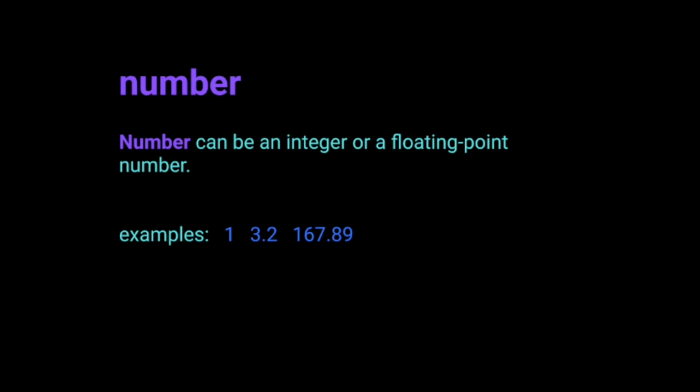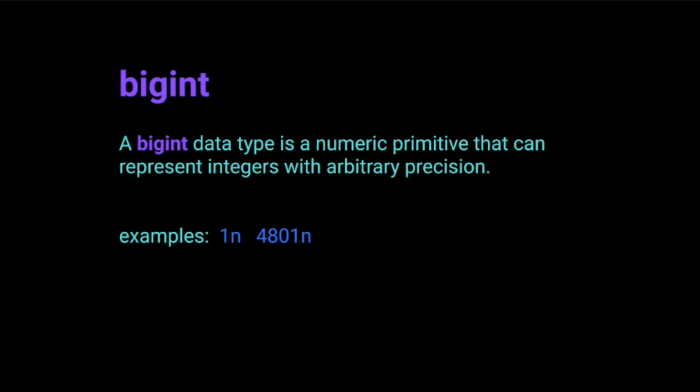Number. Number can be an integer or a floating point number. Examples are just obvious, so let's go to the next one. Bigint. A bigint data type is a numeric primitive that can represent integers with arbitrary precision. And 2 examples.